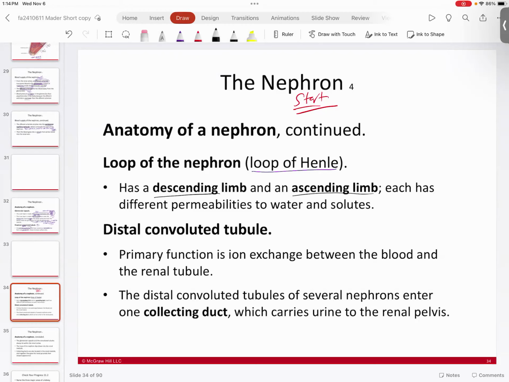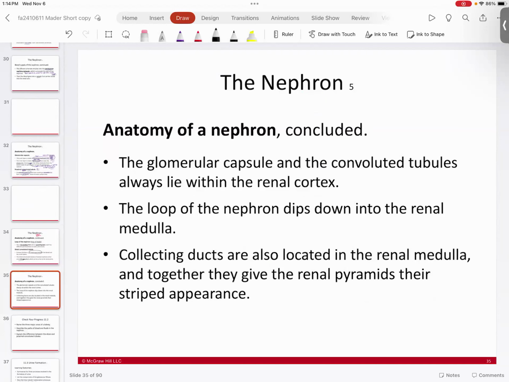And the function of the distal convoluted tubule is typically to exchange ions and sort of the last little bits and pieces of stuff that you want to add to the urine stream if you want to get rid of it. And this is your last chance to pull something out of that urine stream if you want to reclaim something. And then from the distal convoluted tubule, it's going to be moving into the collecting duct. And then that will basically drain the urine into the renal pelvis.